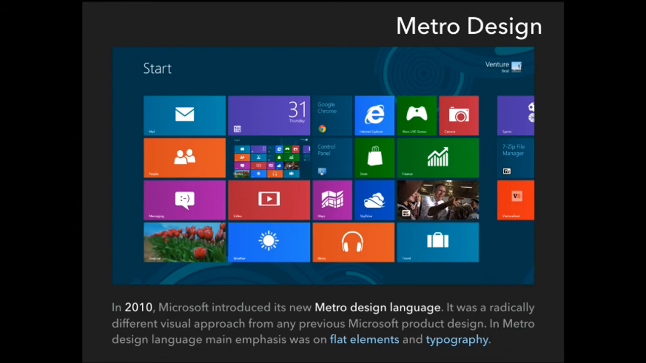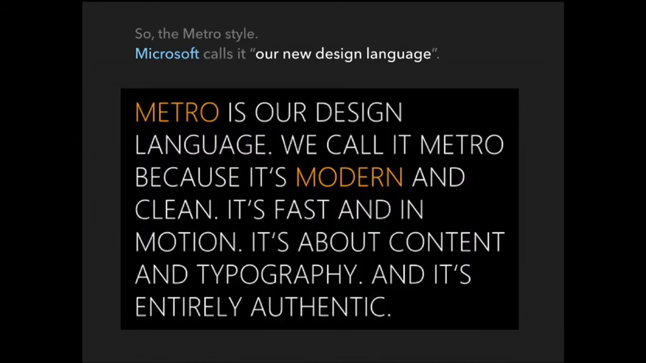You know, when flat designs came to the market, HTML5 and CSS3 also came. This website is designed with those technologies. You can see no Flash or whatever is used for this.